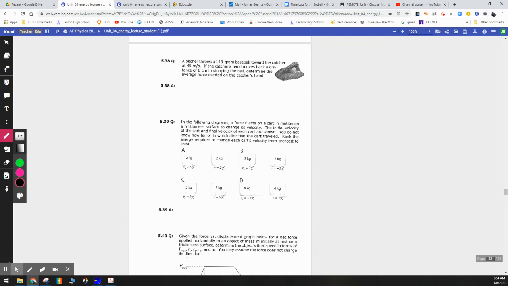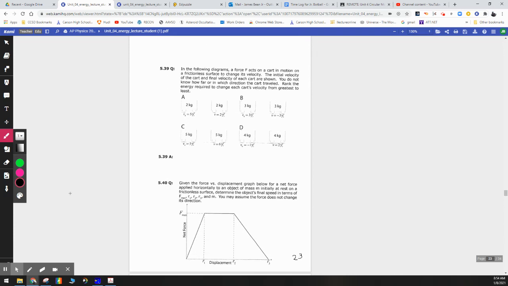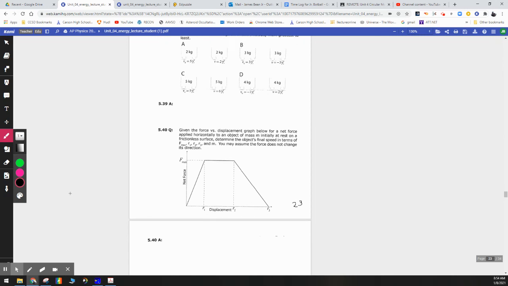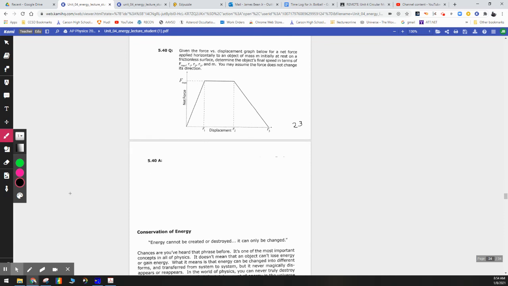Okay, 5.38. Take a look at this problem and let's try to answer this one. As well, take a look at 5.39. Look at this problem and see what you think. And here is 5.40, the last one for this discussion. Take a look at this and read it.